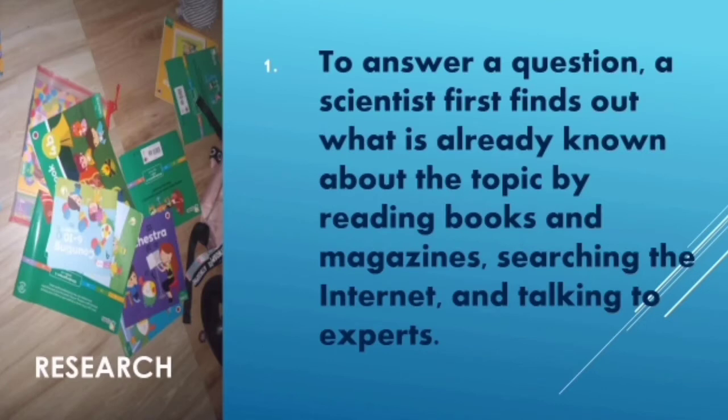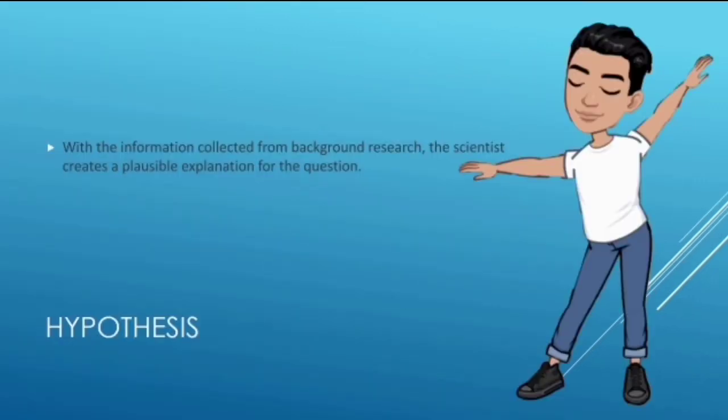And now let's move to the research. The best thing scientists can do is to do research. To know the answer to a question, the scientist first finds out what is already known about the topic by reading books and magazines, searching the internet, and talking to experts. The pictures included in this slide were taken by me. For instance, you can utilize any magazines or books you can see in your house. And now let's move to the hypothesis.